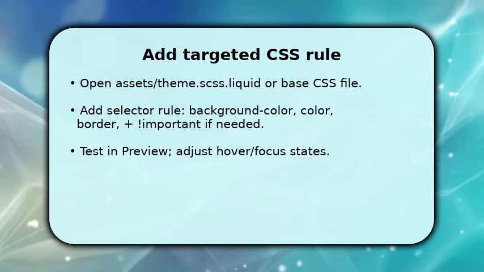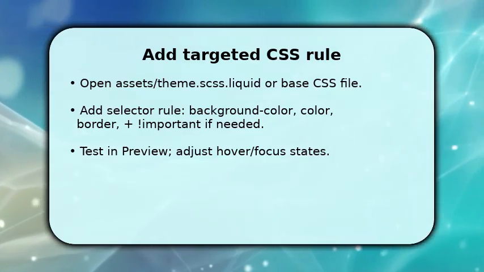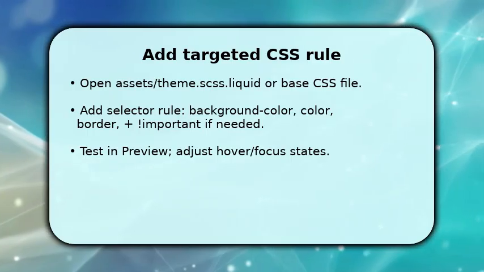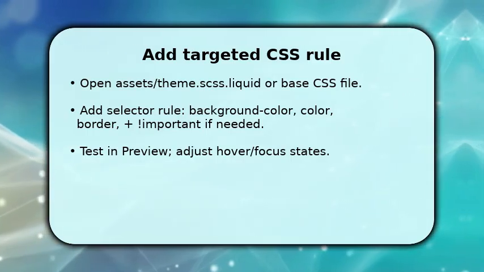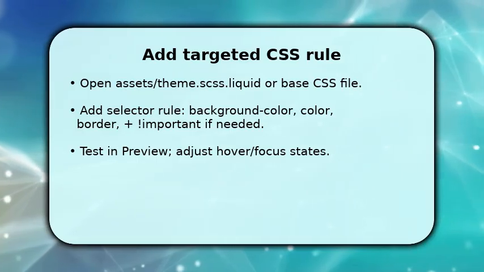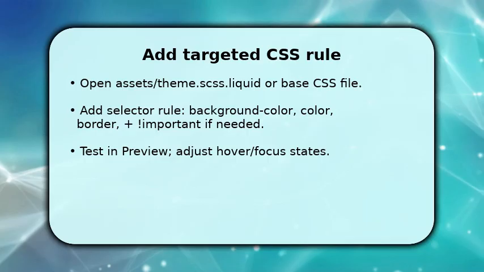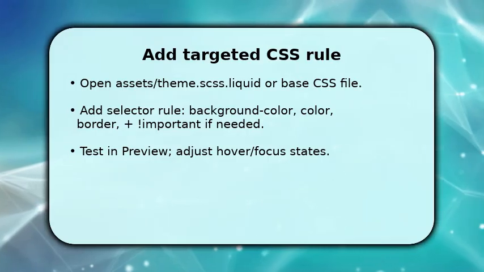Now you add the actual CSS. Open assets/theme.scss.liquid or the base CSS file and paste a rule using the exact selector you found, for example: .banner .cta-button { background-color: #FF4500; color: #FFF; }. Use :hover and :focus variants to control states.